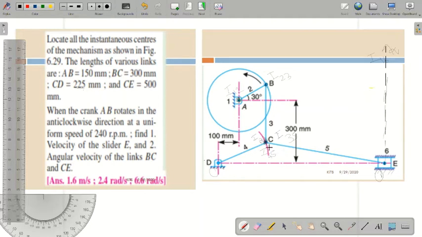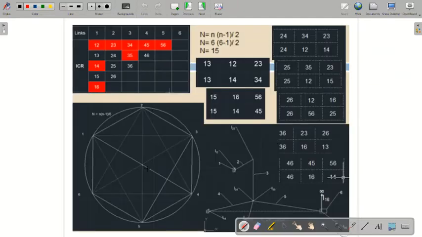See, the same point is common for 3 4, common for 4 5, and common for 3 5. So 3 centers are there. Where is 3? This is 3 and this is 5. Connect 3 5 with straight lines and put a mark here.